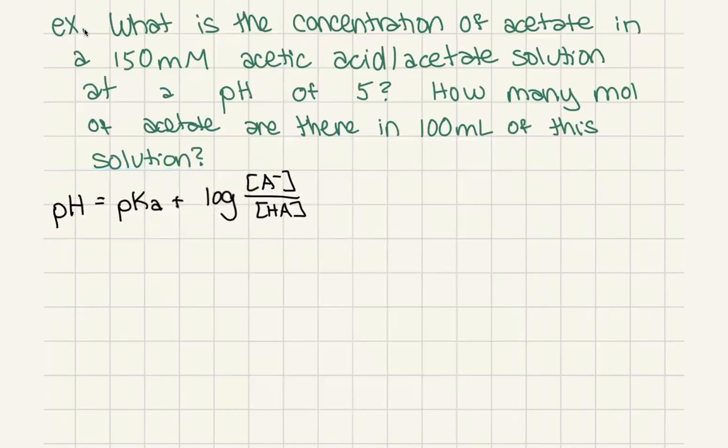Okay. So in this question, we're asked: what is the concentration of acetate in a 150 millimolar acetic acid acetate solution at a pH of 5, and how many moles of acetate are there in 100 milliliters of this solution? So two parts. We'll take them one by one, but don't worry: if you know the concentration and you know the volume, then you can easily get the number of moles.